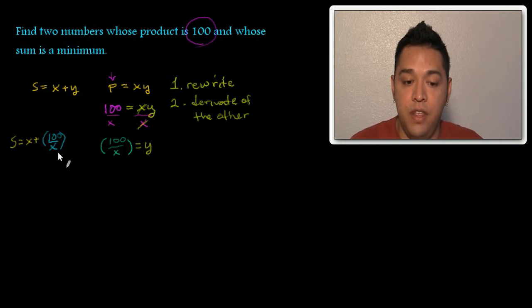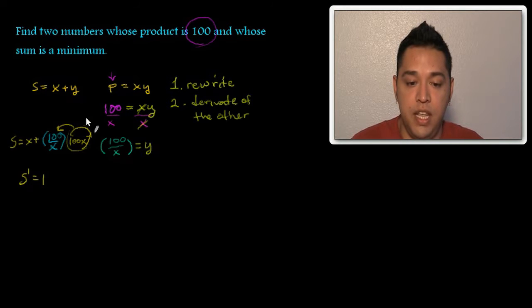So now you see everything is in terms of x. So now I could take the derivative of that. I would have s prime is equal to the derivative of this, which would be 1. I can rewrite this as 100 times x to the negative 1. Right? So I'm rewriting it to look like this, but it's really that.